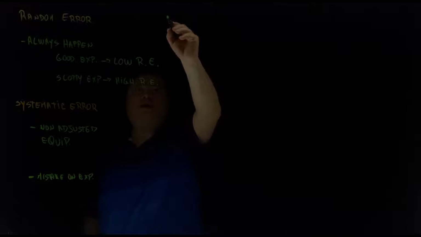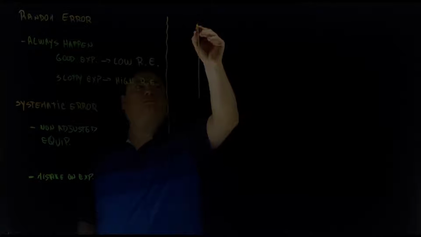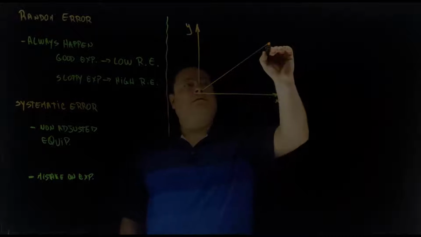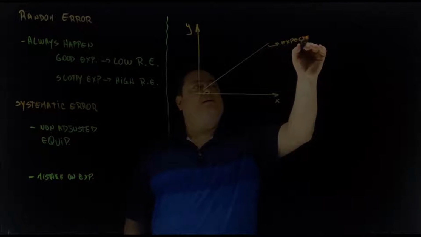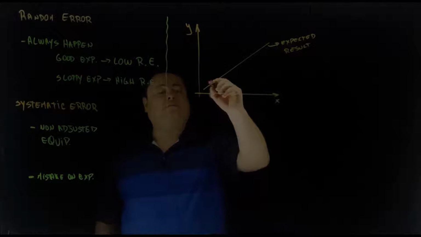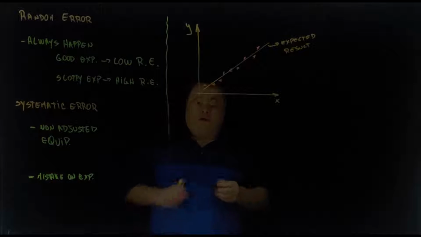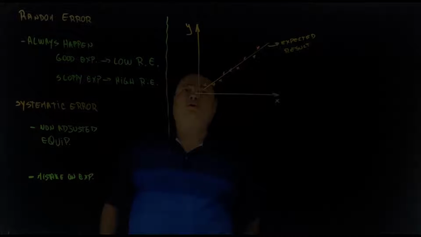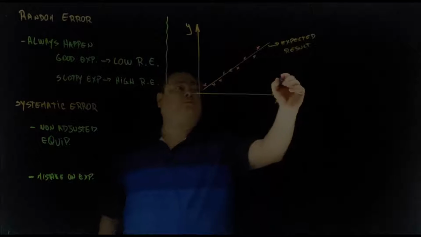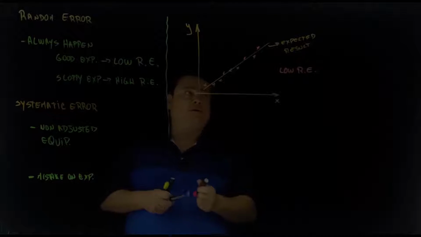On a graph, this is what we see. Let's say that this is my expected result, and your group gets these data points. We can see that the results are very close to the expected line, where the spread is small. So this would be a graph with low random error. Now let's say that another group running the same experiment gets these results.